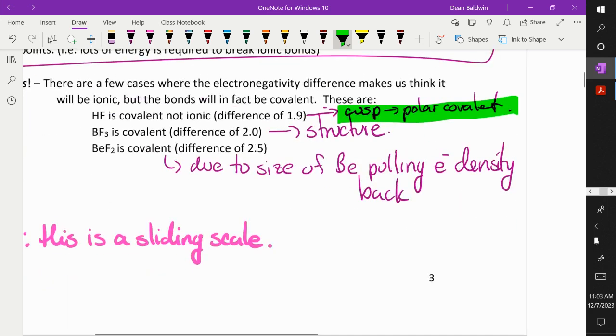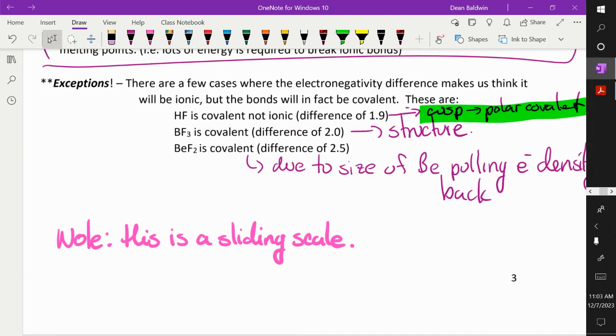And then I just say, look, this is a sliding scale. It's not that if you're greater than 1.7, it's ionic, and if you're less than 1.7, it is not. Okay? So, I'll make it very clear if it is or it isn't.